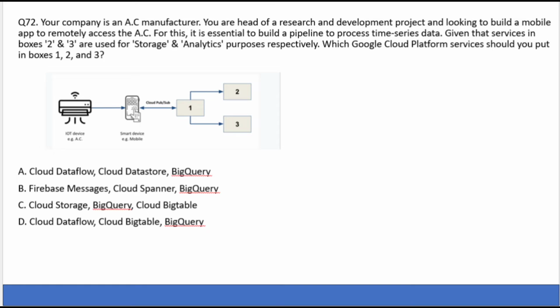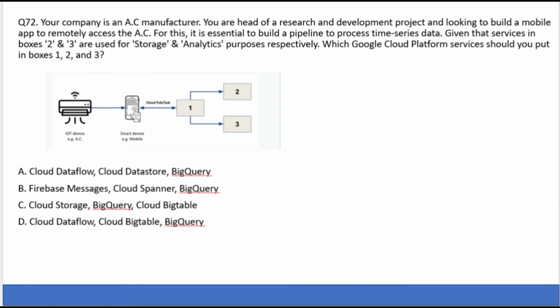Now let's proceed with the next question. Your company is an AC manufacturer. You are head of a research and development project and looking to build a mobile app to remotely access the AC. For this, it is essential to build a pipeline to process time series data. Given that services in boxes 2 and 3 are used for storage and analytics purpose respectively, which Google Cloud Platform services should you put in boxes 1, 2 and 3?